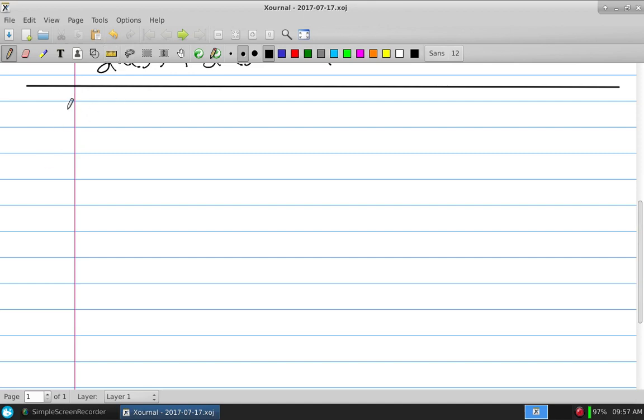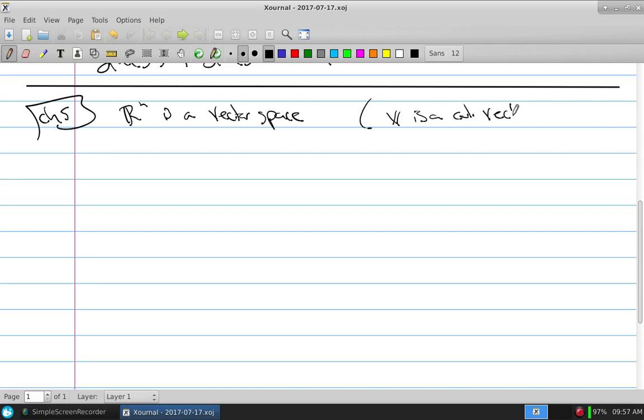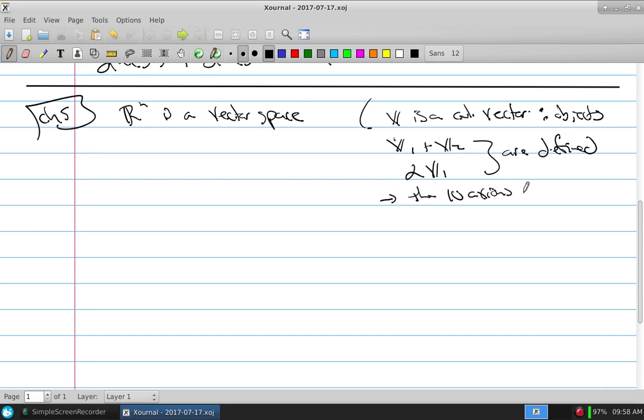We've had up till now, for chapter 5, obviously Rn is a vector space. What makes something a vector space is we would have, for example, v is a column vector. That's my objects, right? And then we have that v1 plus v2 and alpha v1 are defined, as normal, right? As the normal vector-vector addition, scalar multiplication. And then we have the 10 axioms hold.